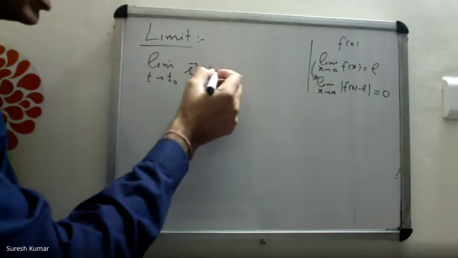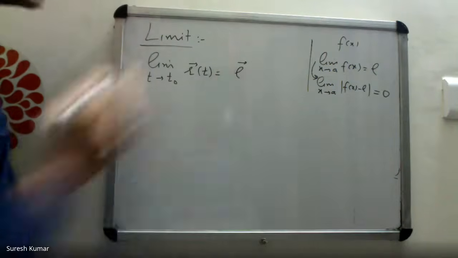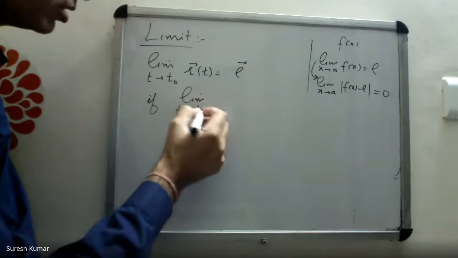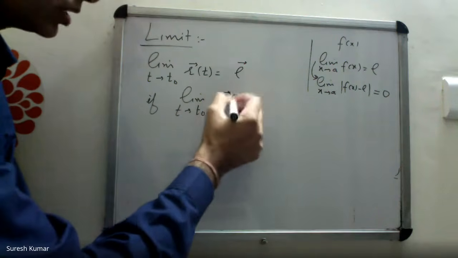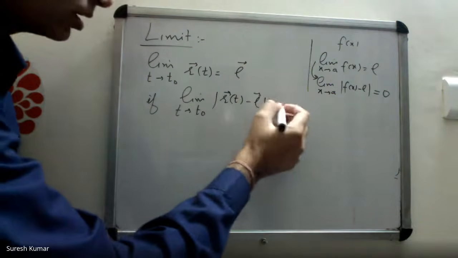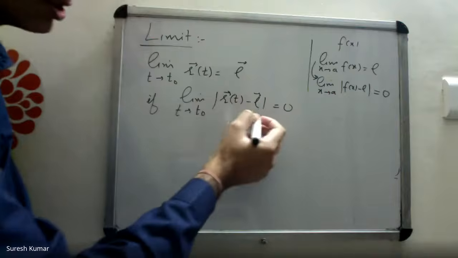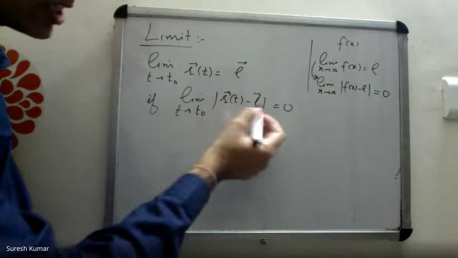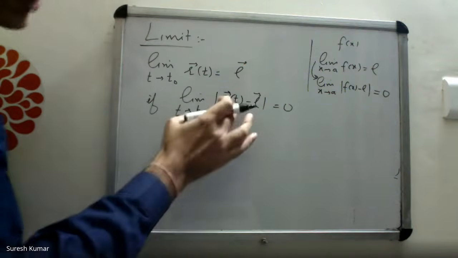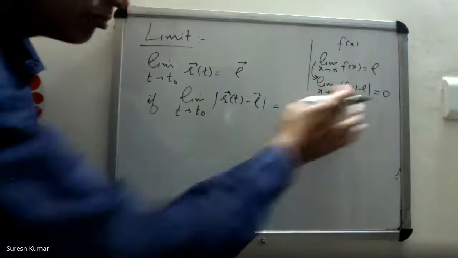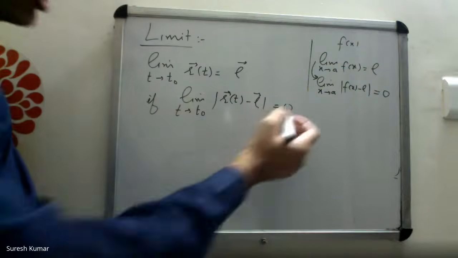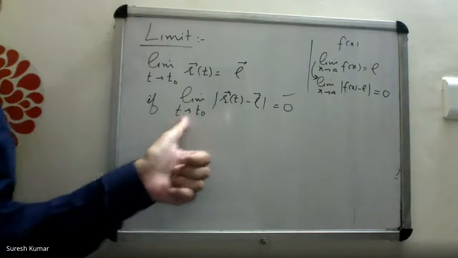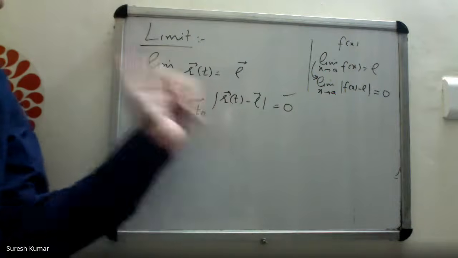Limit of a vector function r(t) is said to be a vector L if limit t tends to t0 of the magnitude of r(t) minus L is 0. But this modulus has a different meaning from the earlier one. These are vectors. When I'm putting this sign, it means I'm taking the magnitude of this difference vector. It looks like same, but it's a different thing. But anyway, this is the definition. If magnitude of r(t) minus L goes to 0 as t tends to t0, we say that limit of r(t) is L.